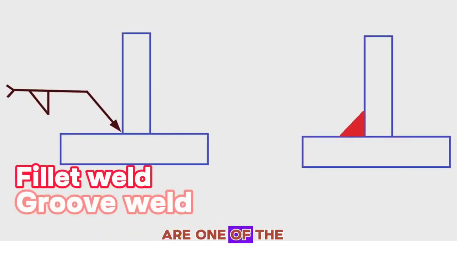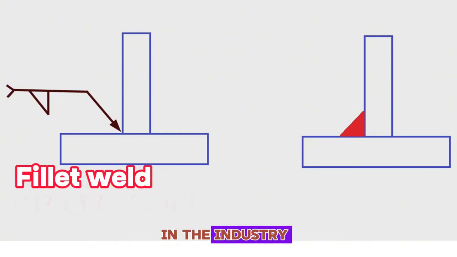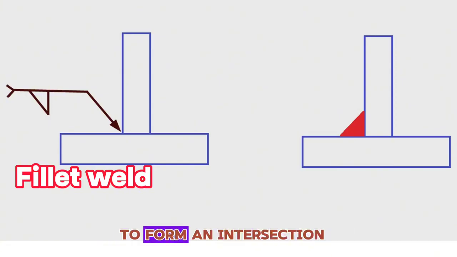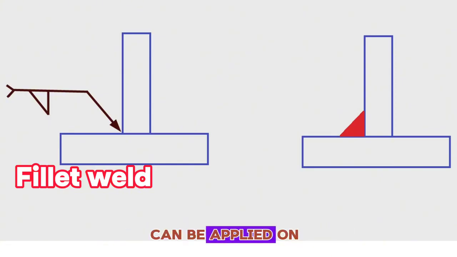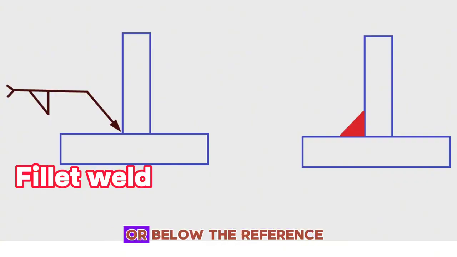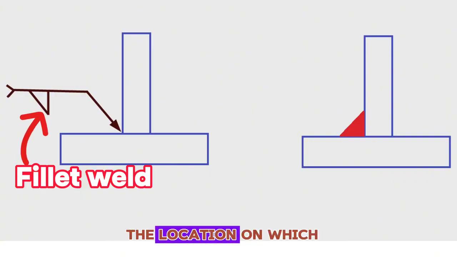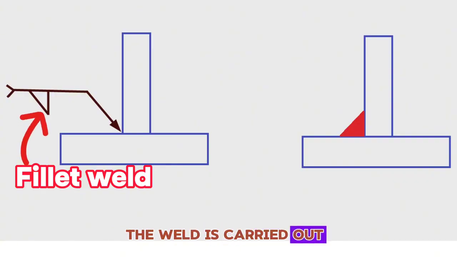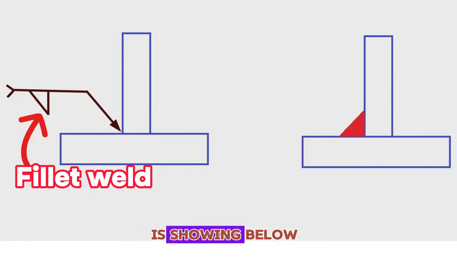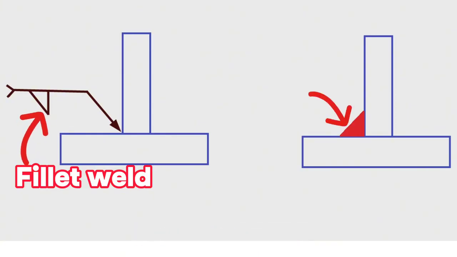Fillet welds are one of the most common weld types in the industry. This weld is used when the joint has two members coming together to form an intersection of commonly 90 degrees. These welds can be applied on varying angles, but this would be the most prominent. The welding symbol above or below the reference line represents the location on which the weld is carried out. If the welding symbol is showing below the reference line, the weld is carried out on the side of the joint at which the arrow points, the near side.